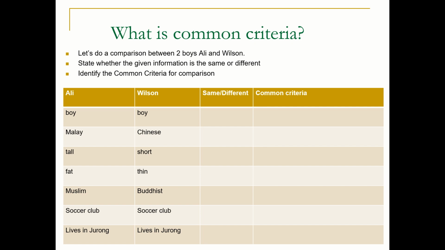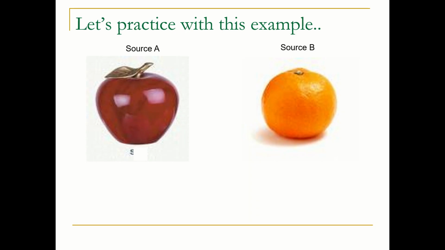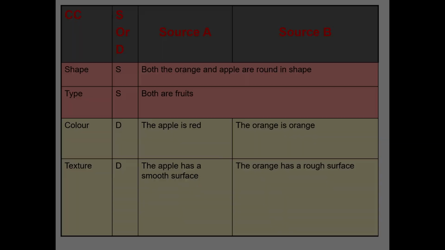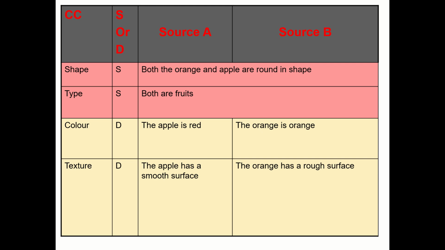Okay, this one you try on your own. Between Ali and Wilson, what is similar? How would you word the common criteria? So let's use source A and source B fruits as an example. Then the question is, how similar are the two sources? Before we go straight to comparing the sources, let's remind ourselves, if the question is asking how similar are the two sources, how do we go about comparing?